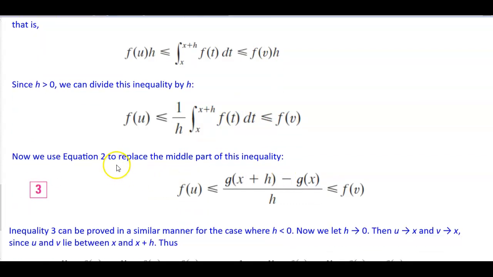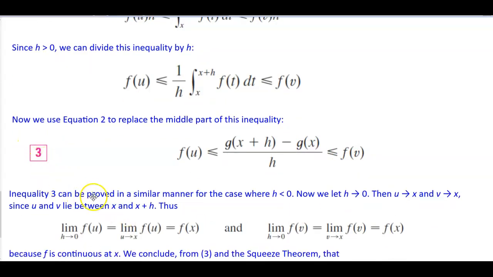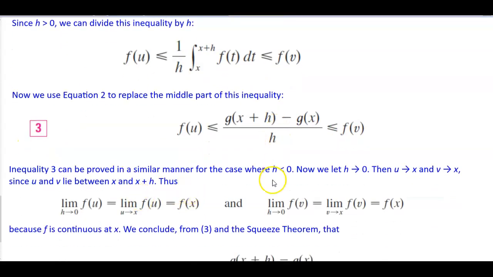Now we're going to use equation 2 to replace the middle part of this inequality. So now we have f(u), which is going to be less than or equal to (g(x + h) − g(x))/h, which is less than or equal to f(v). Inequality 3 here can be proved in a similar manner for the case where h is less than 0.